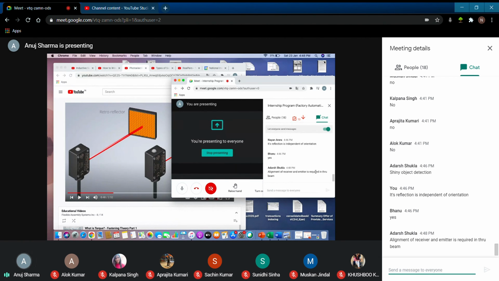Yes, very good, Adarsh. Alignment is required. So your retroreflective sensor can deal with misalignments also. If you want a misalignment type of arrangement, then your retroreflective sensors can deal with it, rather than your through beam sensors, which have to be properly aligned.